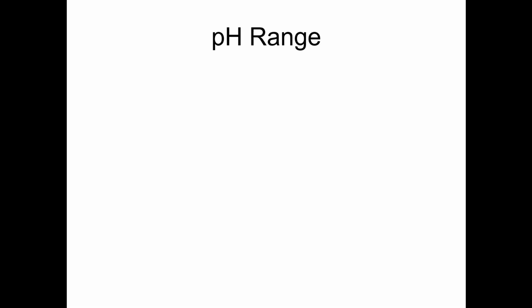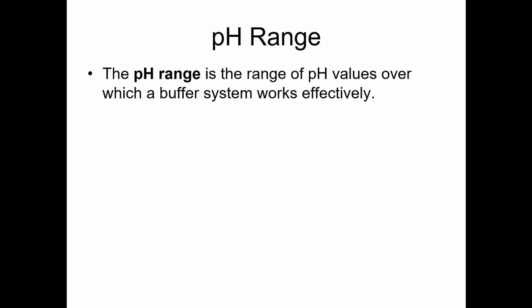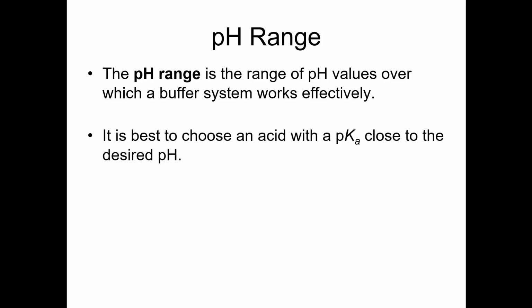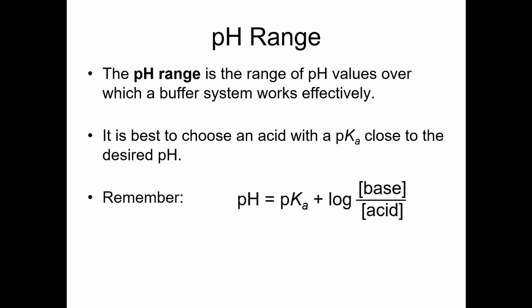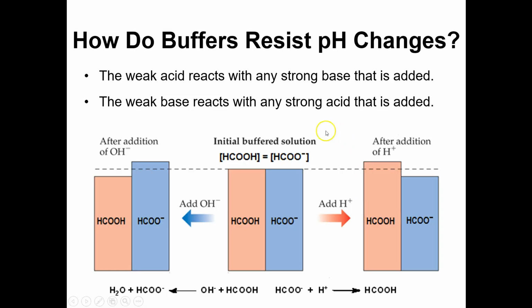Let's talk real quickly, before we do a problem, about what's called the pH range. Essentially, the pH range of a buffer is the range of pH values over which it works effectively, and that turns out to be about 1 log unit on either side of the pKa. Remember that because of the Henderson-Hasselbalch equation, when the base concentration and the acid concentration, that is when the HA and the A minus concentrations are the same, then pH is equal to pKa. And so if we go back to this picture, in this situation, the pH of this buffer would be equal to the pKa.